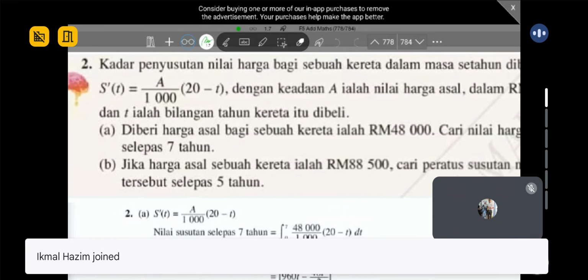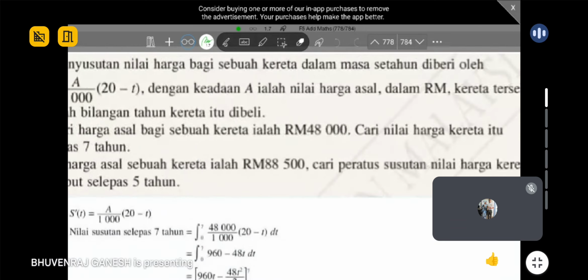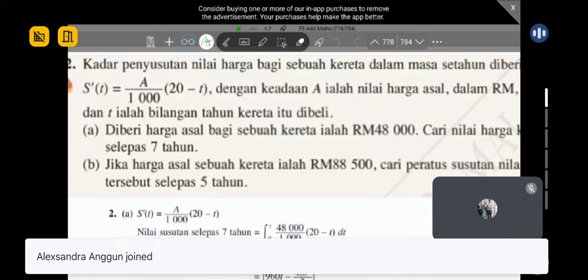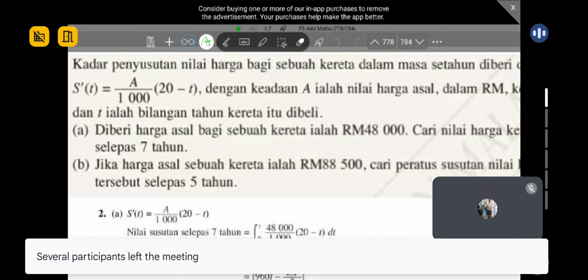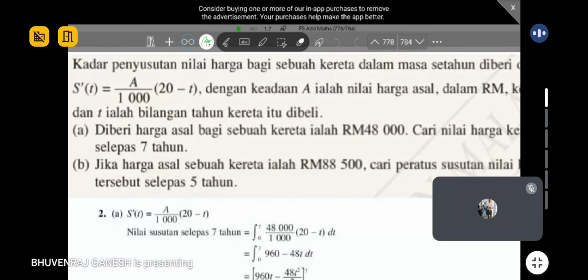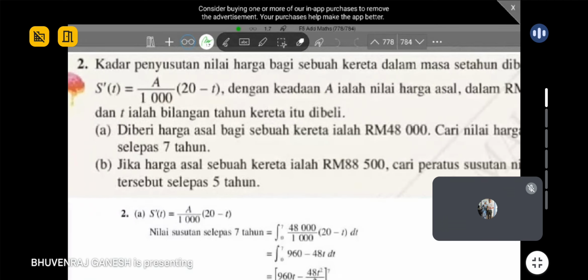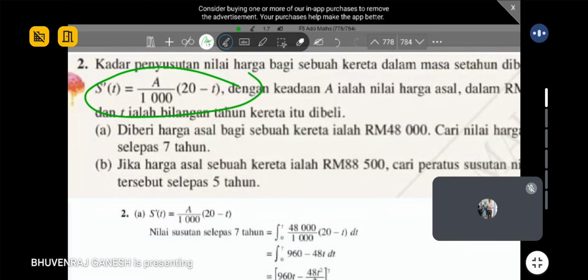So we are going to look at this question. Alright, if you see this question, right? Bab ni tentang pengamilan kan? We are talking about integration. The question basically asks you to find the price of the car after 7 years. For BM, kamu boleh baca soalan dia. For those who take English, they give you this function s prime t equal to something. The question is find the price of the car after 7 years.